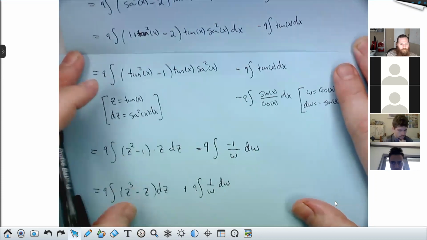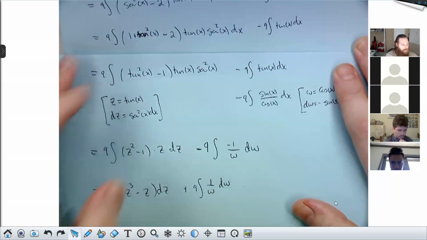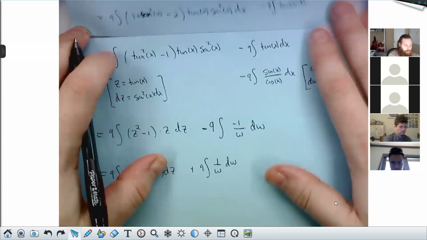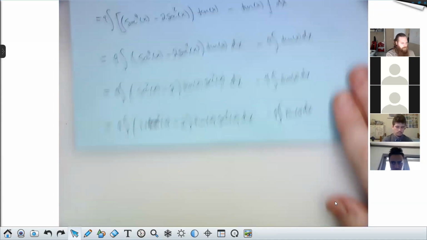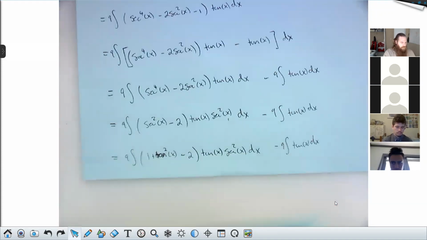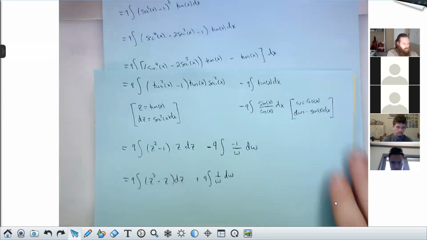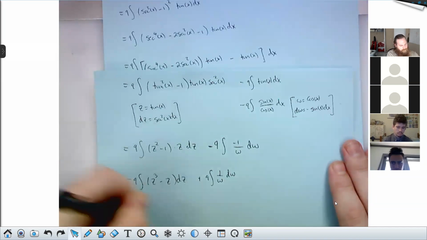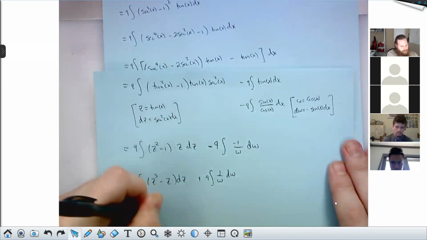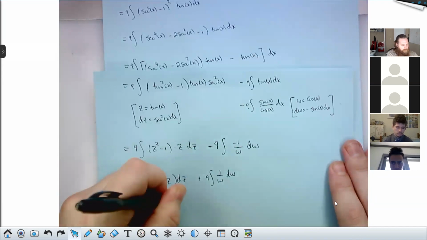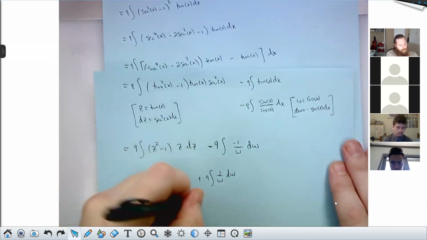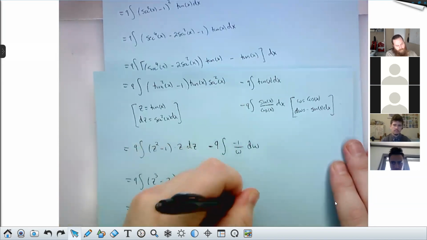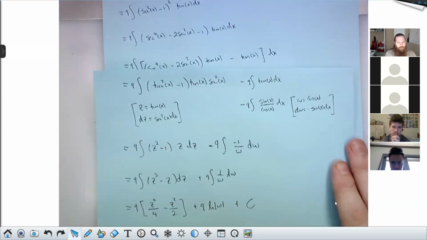The first integral is a polynomial. The second one is a natural log thing. So this will become, let me just zoom out a little bit. So this guy is going to become 9 times z to the 4 over 4 minus z squared over 2 plus 9 times the natural log of the absolute value of w, and I'll slap my plus c on.